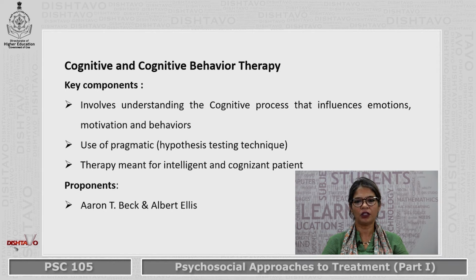Cognitive and cognitive behavior therapy. The key components involve understanding the cognitive processes that influence emotions, motivation and behaviors. We use a pragmatic hypothesis testing technique. Therapy is meant for intelligent and cognizant patients. The proponents of this therapy are Aaron Beck and Albert Ellis.